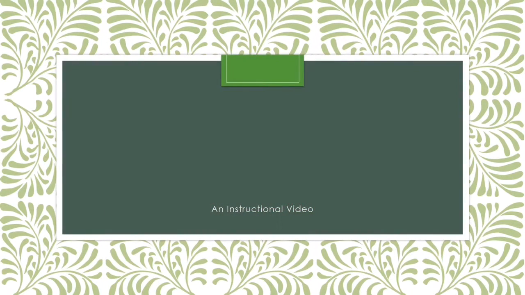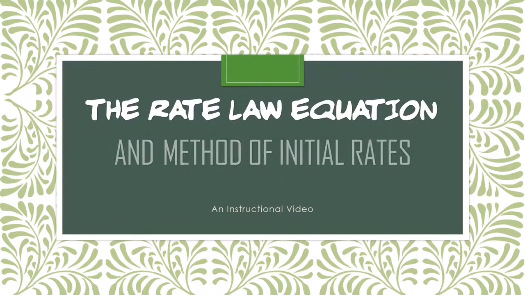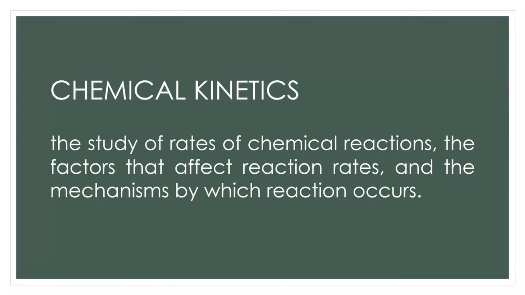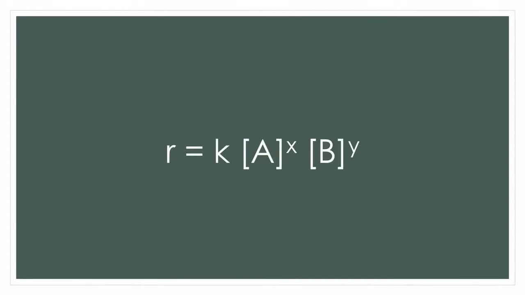In this episode, we will be discussing chemical kinetics, specifically the rate-law equation and the method of initial rates. First, let us define what chemical kinetics is. Chemical kinetics is the study of rates of chemical reactions, the factors that affect reaction rates, and the mechanisms by which reaction occurs. Now, are you familiar with this equation?